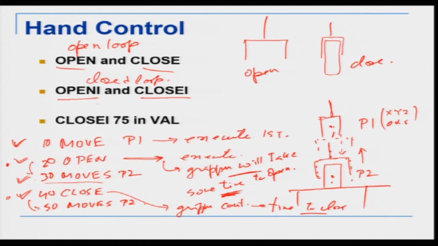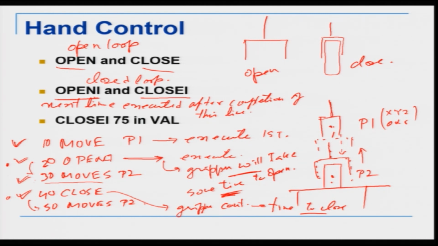Now, these two commands OPENI and CLOSEI are closed loop commands, which means that in terms of the program that is being executed, after the OPENI, suppose I say OPENI here, it basically means that the next line will be executed only after completion of this line. Okay. So, the meaning of closed loop here is next line executes only after this one completes. So, this is the meaning of closed loop command.